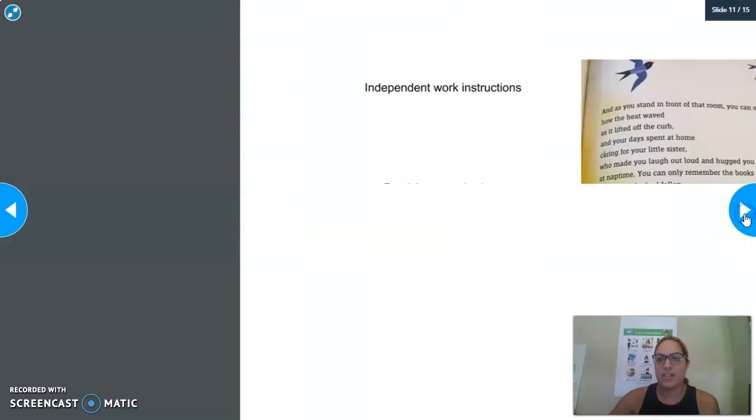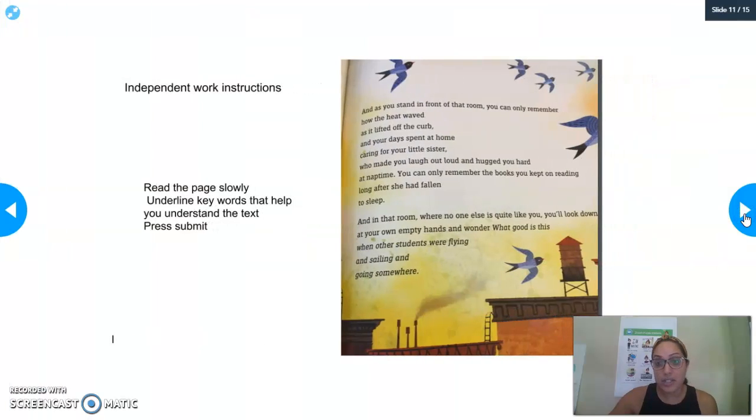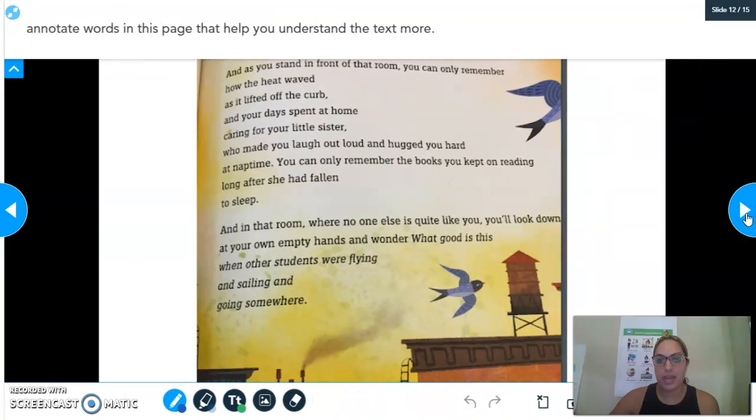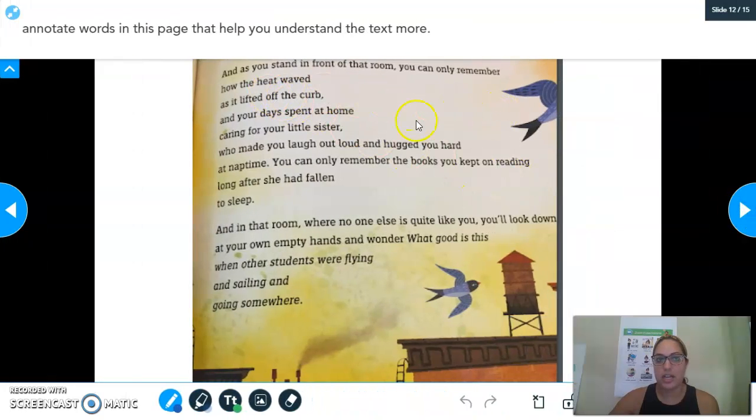So now that I have modeled how to annotate and why we annotate, these are your instructions. You are going to annotate this page. Make sure that you read the page slowly, you underline keywords that help you understand the text, and then don't forget to press submit. Then you're going to go to the next page. Here you are going to annotate by underlining keywords.